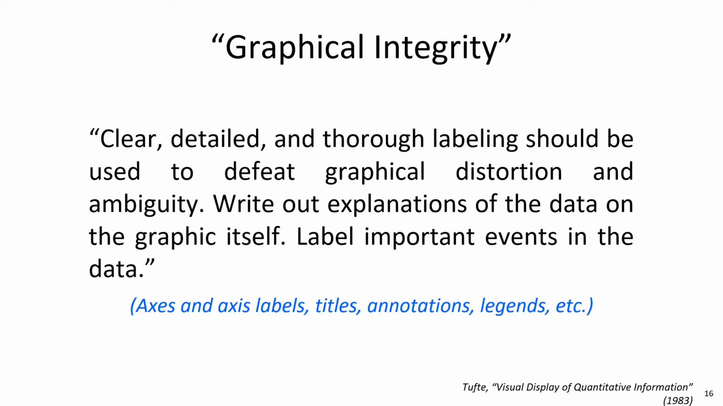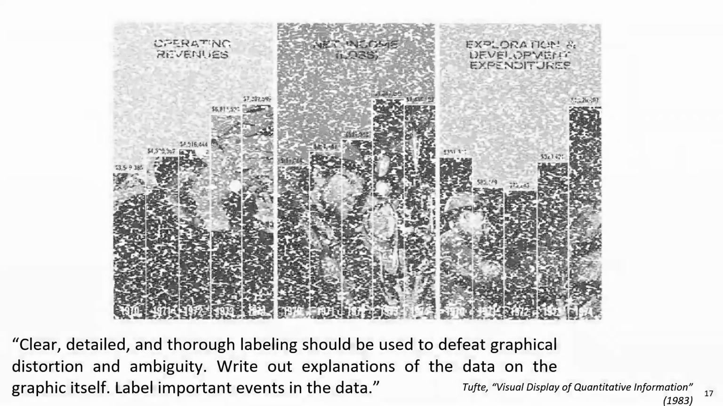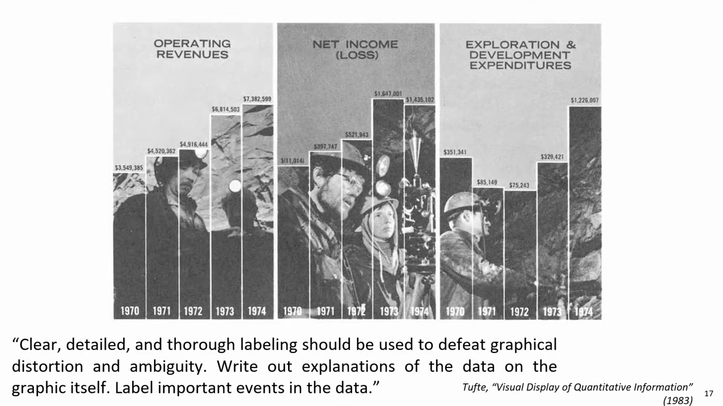Graphical integrity, his big thing, is that clear, detailed, and thorough labeling should be used to defeat graphical distortion and ambiguity. Write out explanations of the data on the graphic itself. Label important events in the data. Okay, that seems reasonable. People would say, well, there's too much text on there. No, you sort of need to provide some text to compensate for distortion. So this is trying to compensate for distortion, but we still have pretty massive distortion.